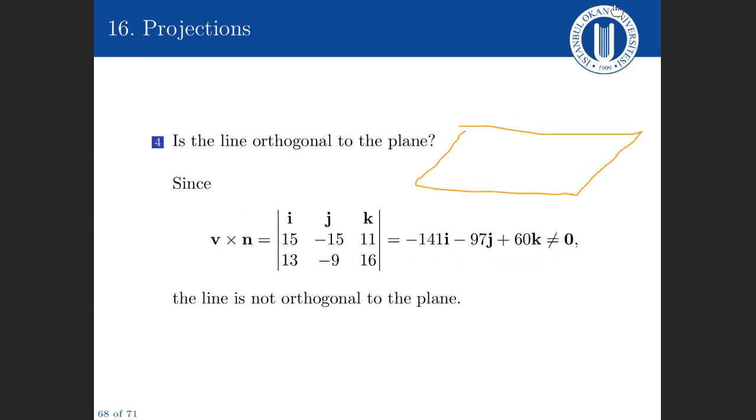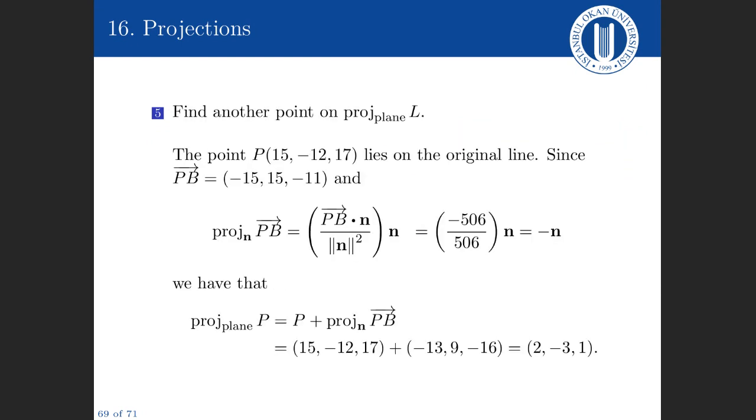Now we know that the picture looks like this. And we know this point B where the line intersects the plane. Step 5, we need to find another point on the projection of the line onto the plane.